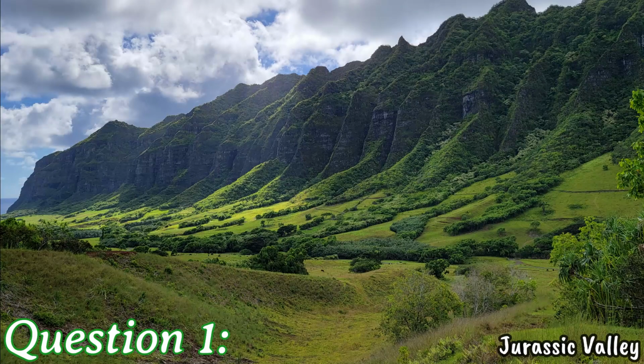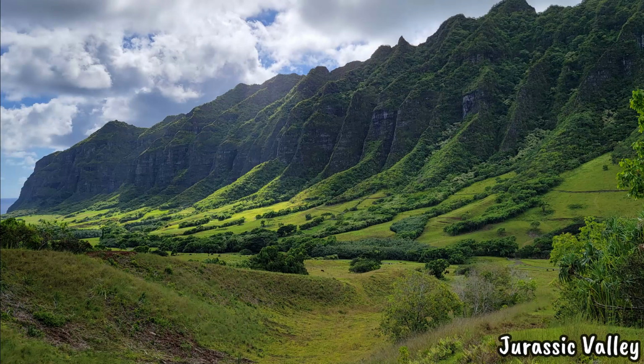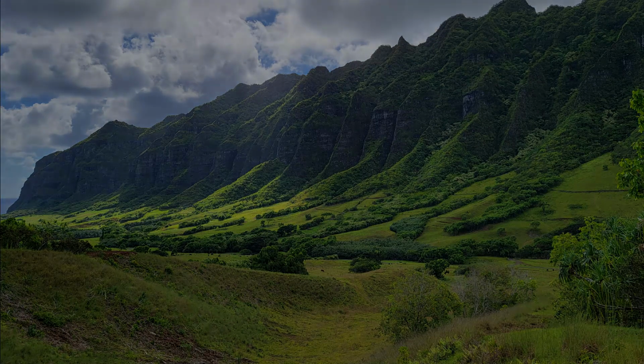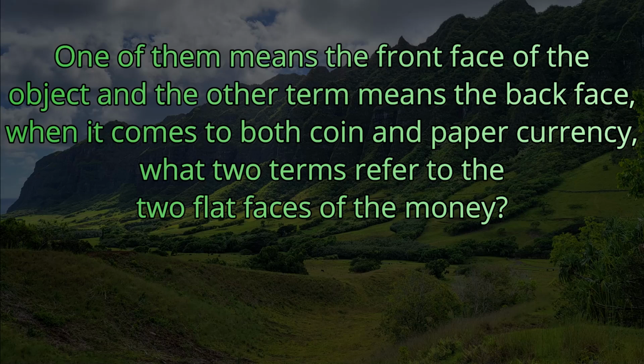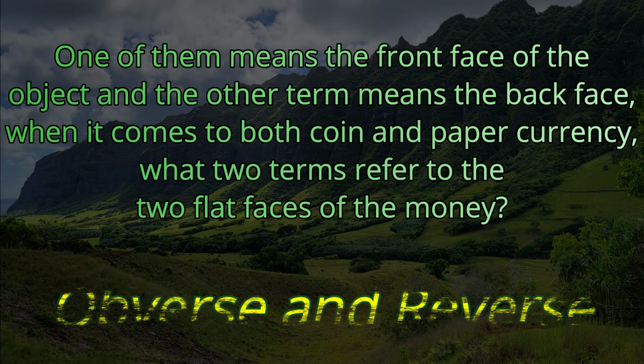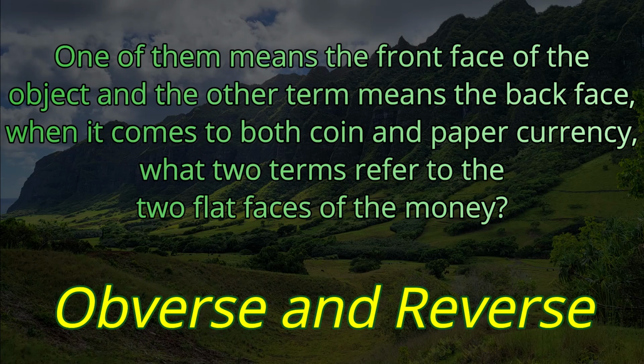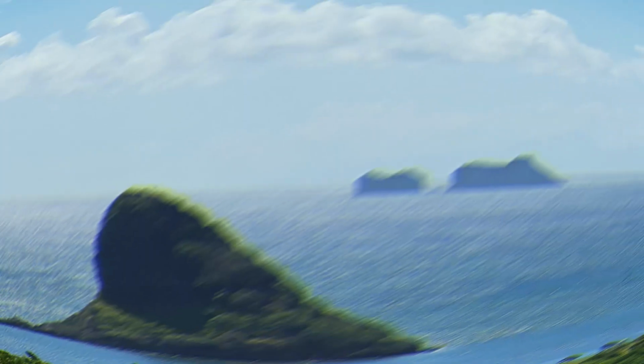Question number 1. One of them means the front face of the object, and the other term means the back face. When it comes to both coin and paper currency, what two terms refer to the two flat faces of the money? And it is not heads and tails. The answer is the obverse and the reverse.